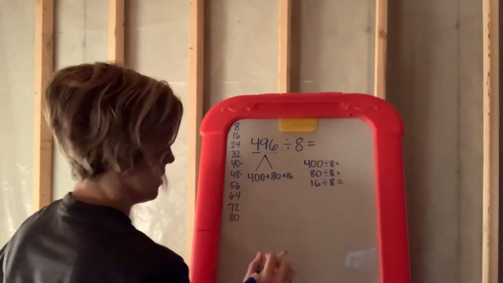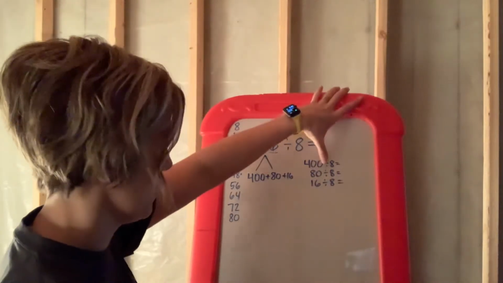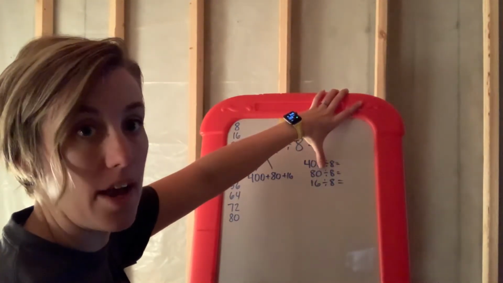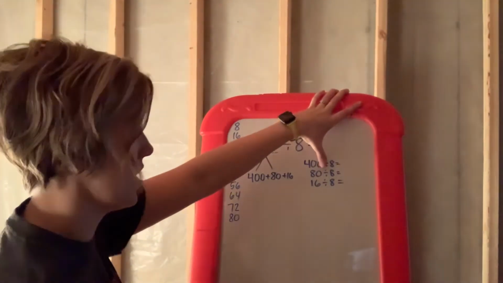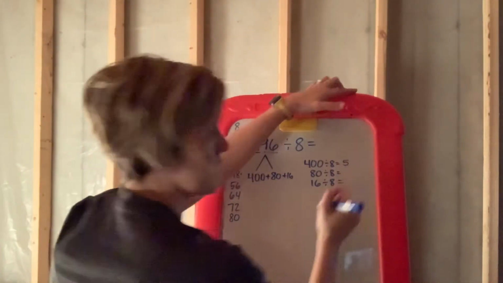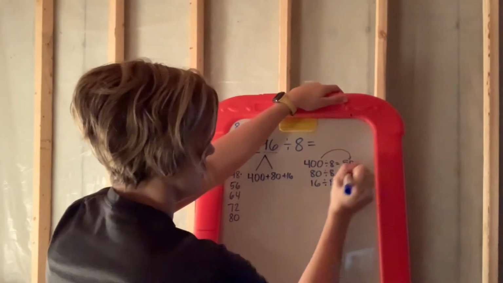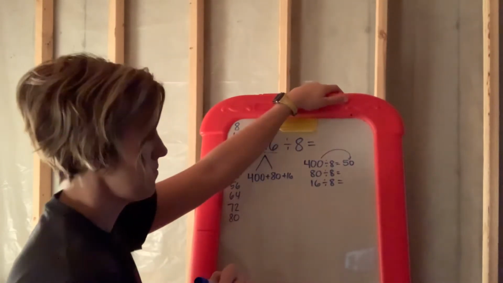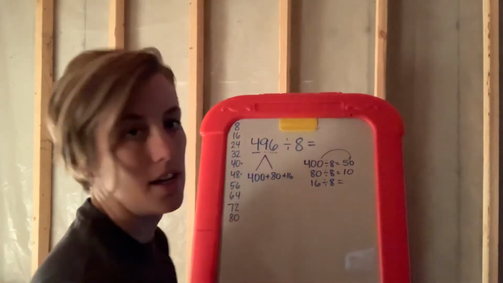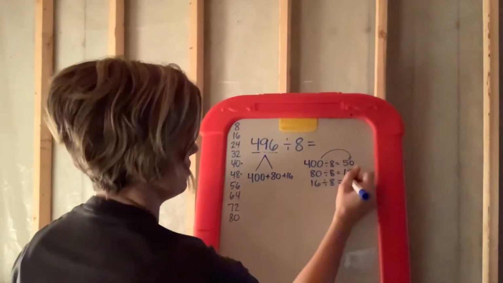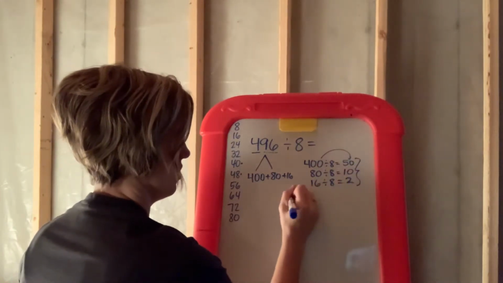So 400 divided by 8, I don't have my handy dandy magnet with me. I'll just use my big fat thumb. 400 divided by 8, we're going to cover up that 0 and turn that into a 40. And 40 divided by 8 is 5. We all know that. We know our 5s. And we're going to replace that 0 here. So that's a 50. And then 80 divided by 8 is 10. And 16 divided by 8 is 2. These things are our partial quotients. We're going to add them.